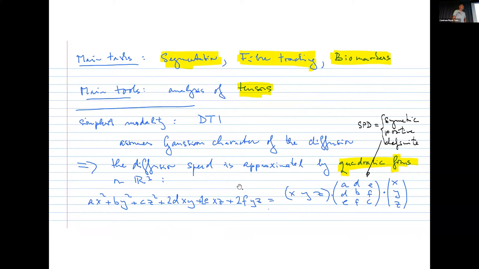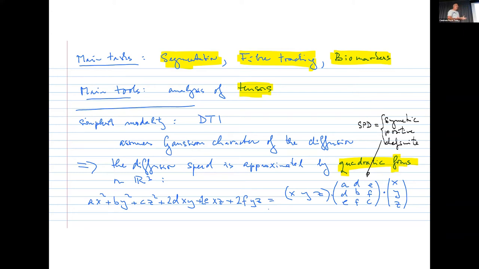So what are the main tasks? The main tasks are segmentation, fiber tracking, and also people try to find some biomarkers. Biomarkers are some scalar entities which are independent of rotation, because actually you don't know very well how the brain is situated in the machine. So you are interested only in the scalars, which are independent of rotations and also affine translations, right? So that's the biomarkers. I will not come to biomarkers in the talk, but let's look at the first two.